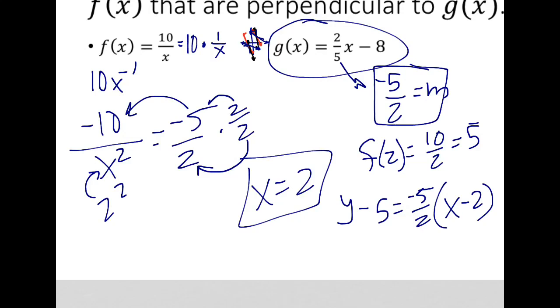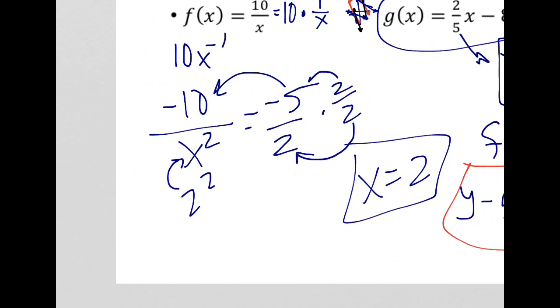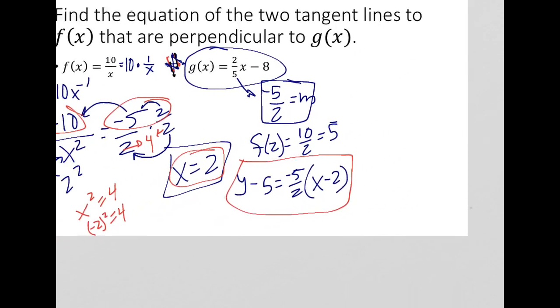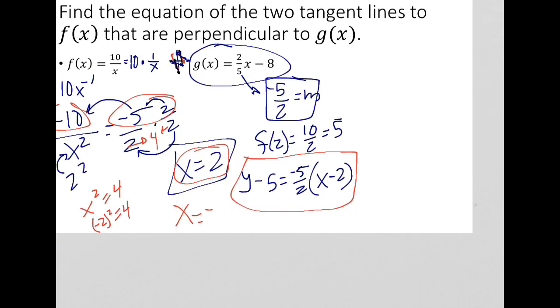That is one equation. Remember, there are going to be two equations here. I didn't really solve this equation like I normally would. But again, this 2 times 2 is going to give me 4. So my numerators are both negative 10, and so my denominators have to be equal as well. So I have x squared equals 4. So yes, 2 is one solution, but negative 2 quantity squared is also equal to 4. So I also have the x value of negative 2.